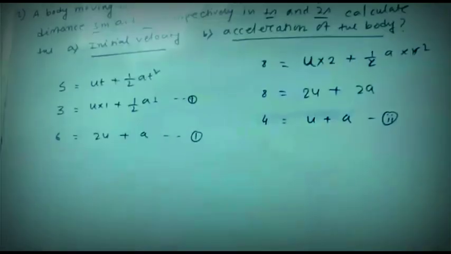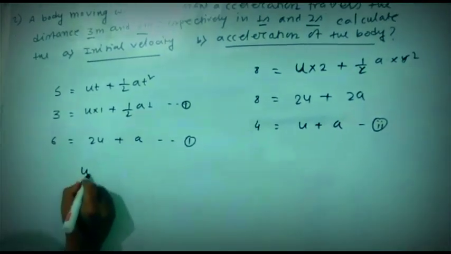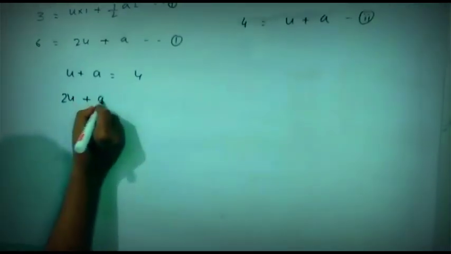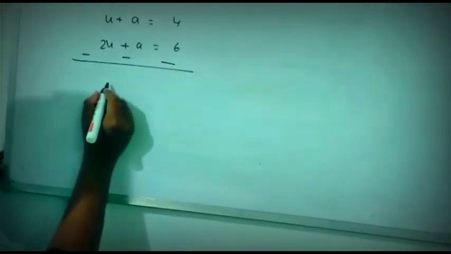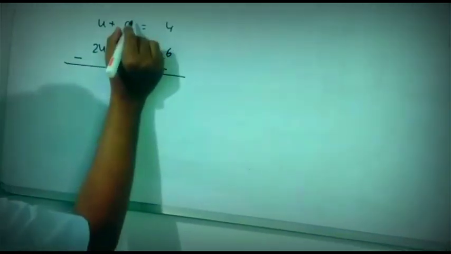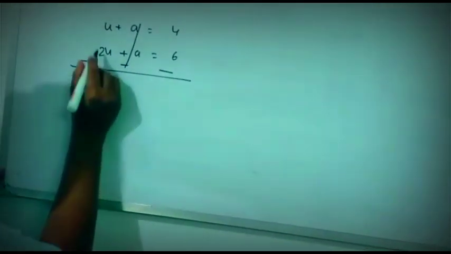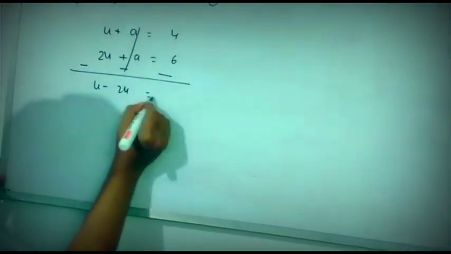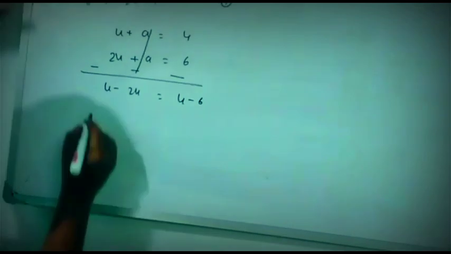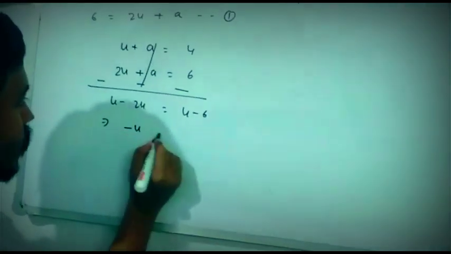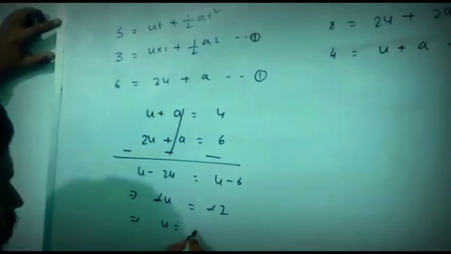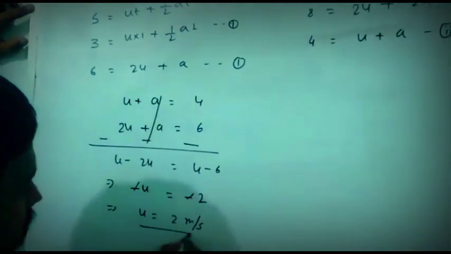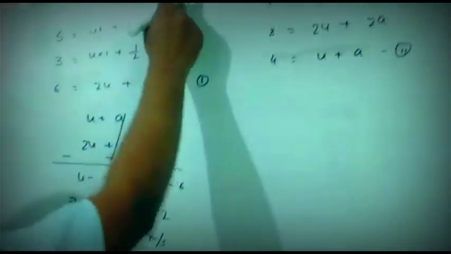What is the value of U and A? So dear students, U plus A equals what? 4. And 2U plus A equals what? 6. We can solve by subtracting, and this will cancel out. So U minus 2U equals 4 minus 6. Now students, that will be equal to minus U equals minus 2, and the minus is cancelled out. So U equals 2 meter per second. So you can find the value of initial velocity.